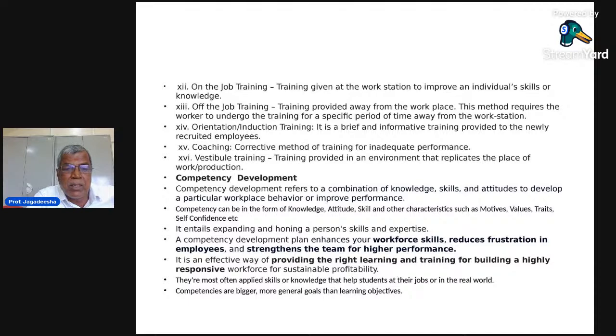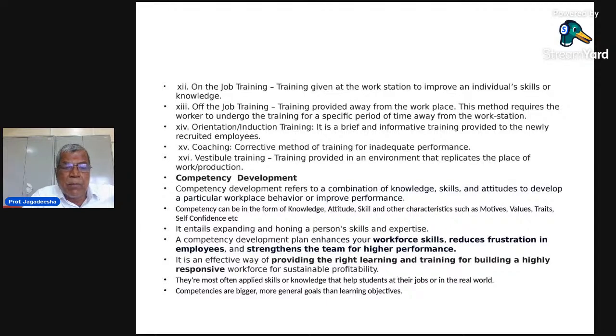Competency development is in the form of knowledge, attitude, skill, and other important characteristics: motives, values, traits, and self-confidence. Motive is very important. The values are equally important. The traits of the person are definitely important. And self-confidence, without which the fellow will not be able to perform any job. Anything done by a person without confidence may have a lot of errors in the products produced by the person concerned.